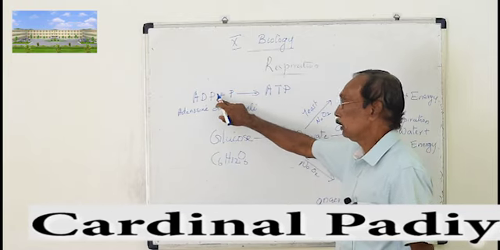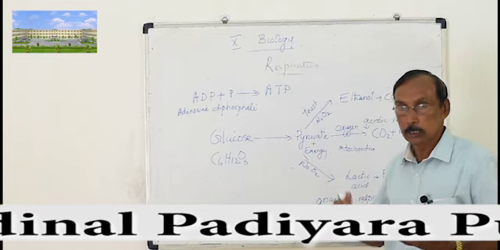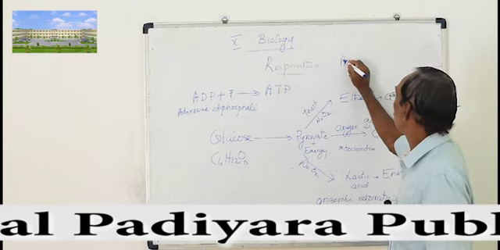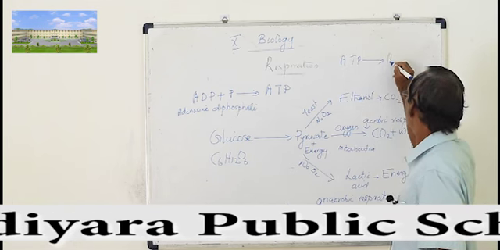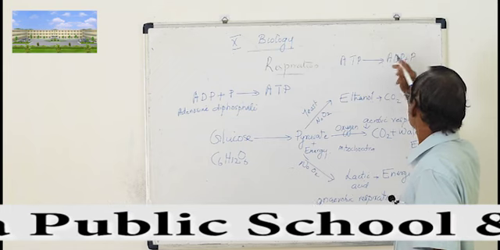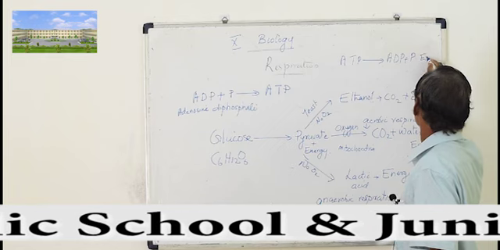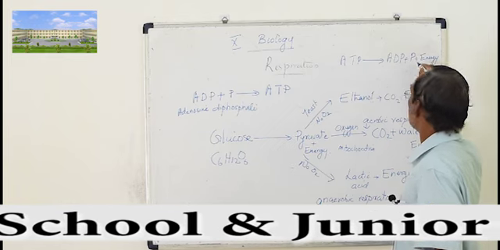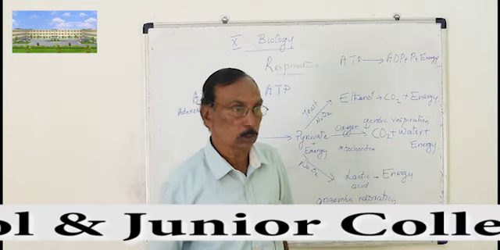At the time of respiration, ATP is produced. When you need energy, this ATP will be broken down. It will produce ADP plus phosphorus. One phosphorus is released, triphosphate becomes diphosphate, and then energy will be released. So this is how the energy is released during respiration.